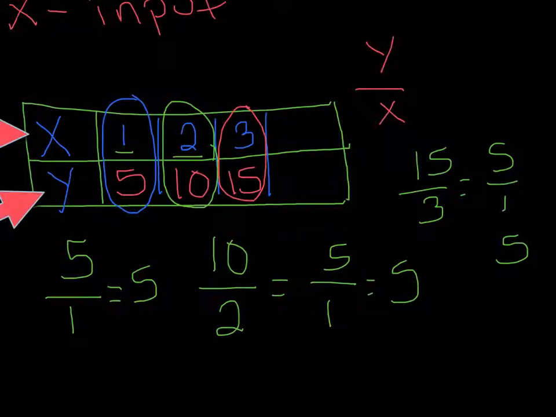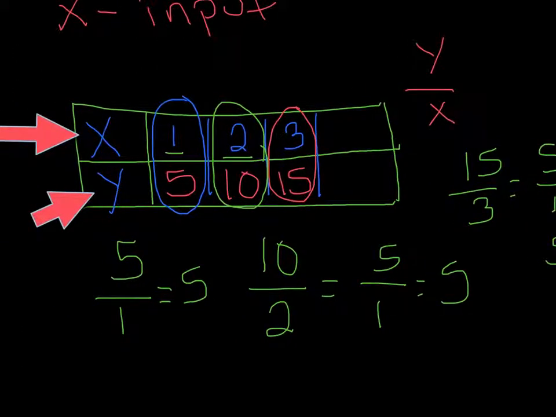So if I'm trying to find, say for example, what 7 is, all I need to do is take 5, because 5 is my constant change. It is my constant, and I multiply it by 7, which is going to be 35.